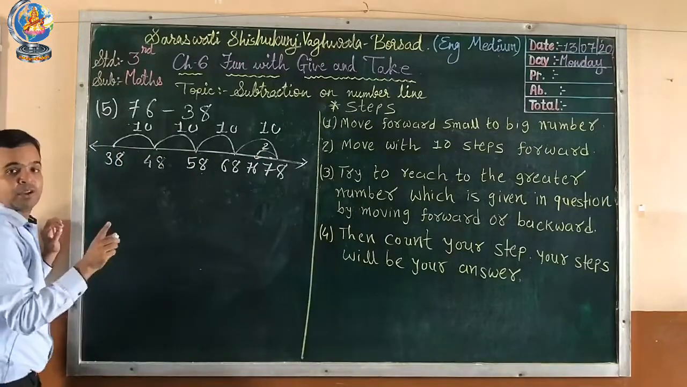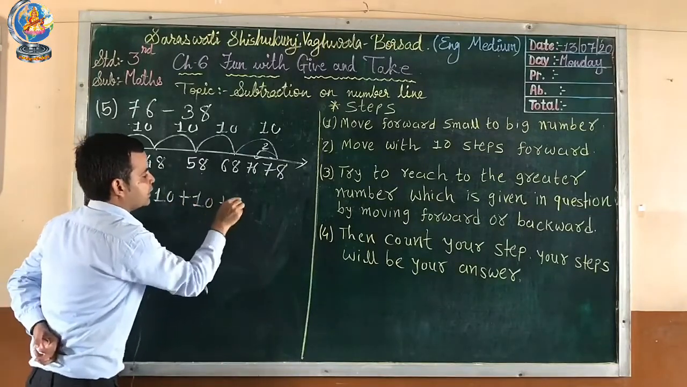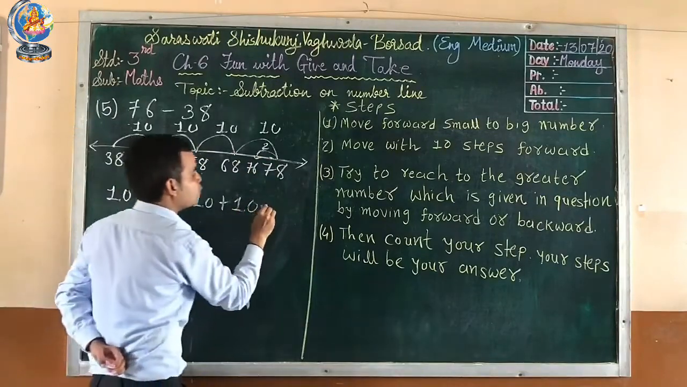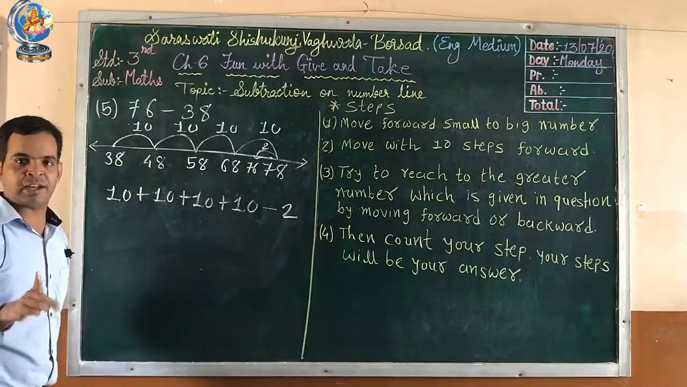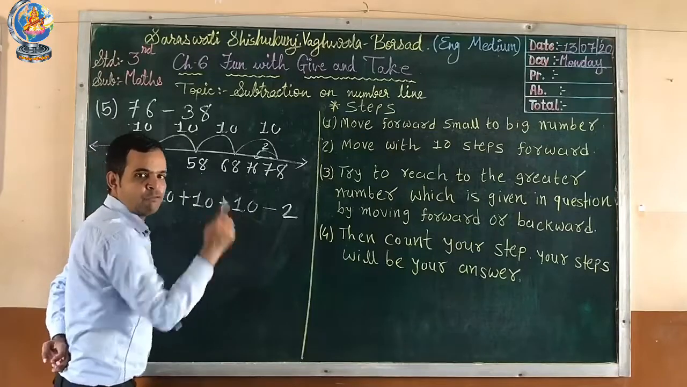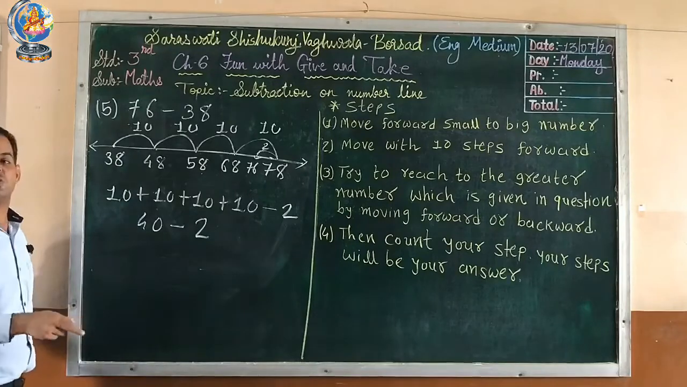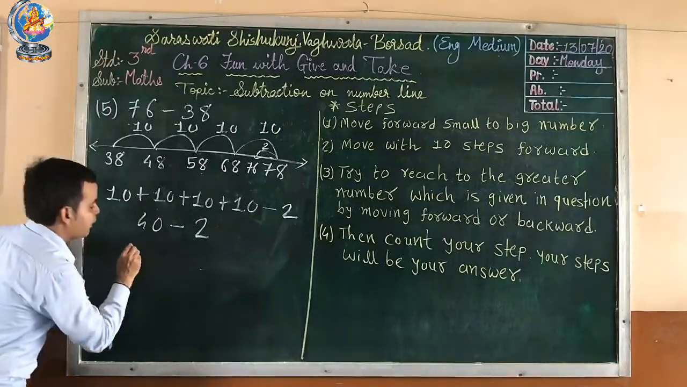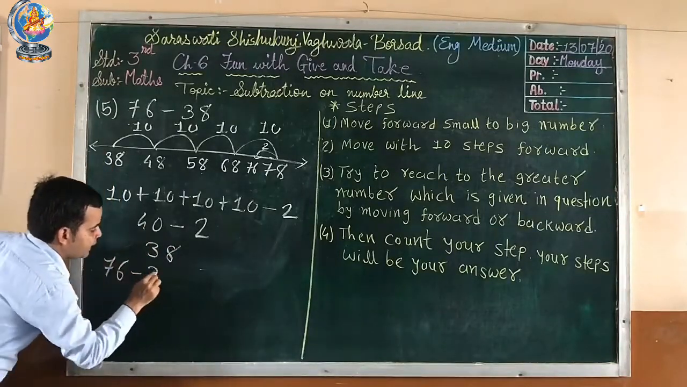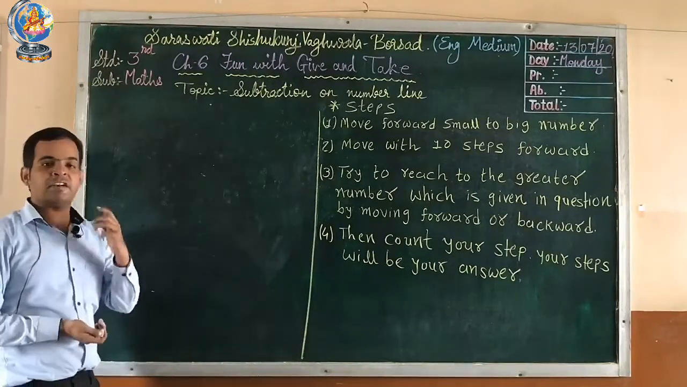Now how can we write the answer? 10 plus 10 plus 10 plus 10, and in this step we go 2 steps back, so we write minus 2. Understood? Now 10 plus 10 is 20, 20 plus 10 is 30, 30 plus 10 is 40. So we can write 40 minus 2, right? Now 40 minus 2 is 38. So our answer is 38. How can we write it? 76 minus 38 is equal to 38. Understood about this sum? Let's start our last sum.